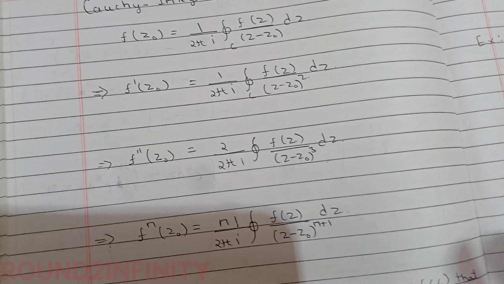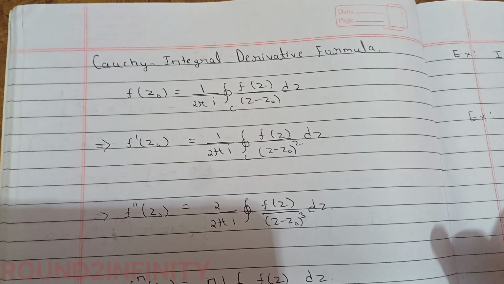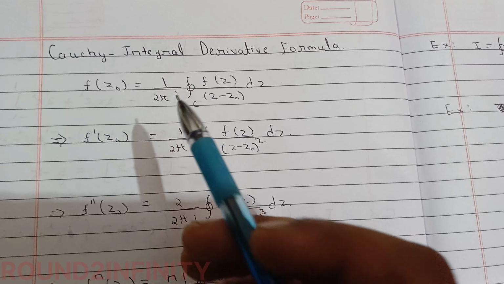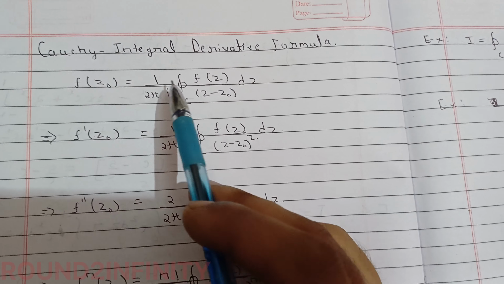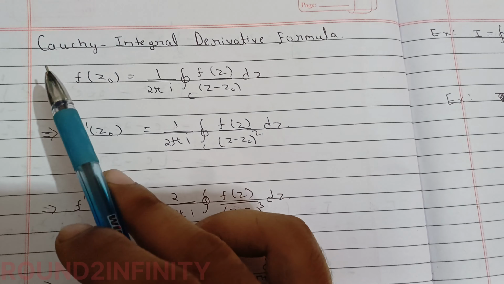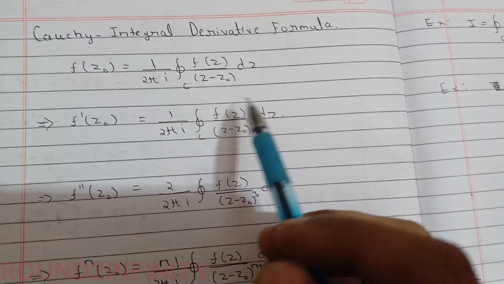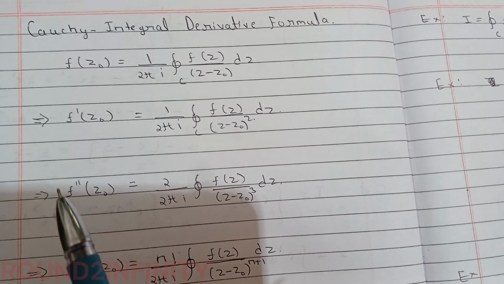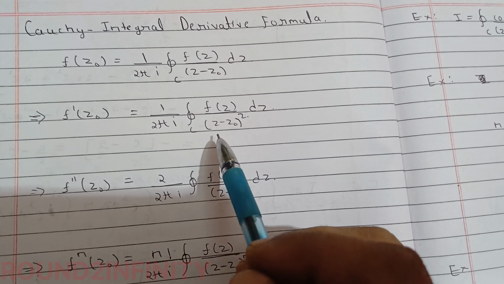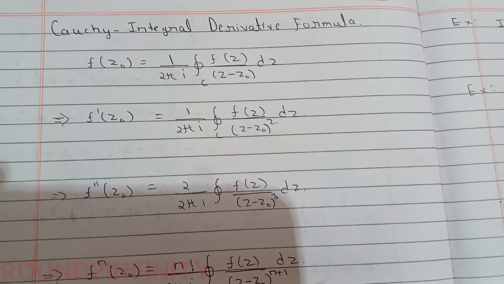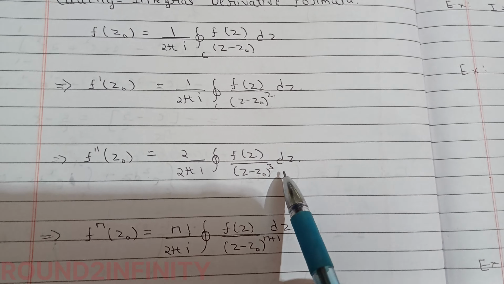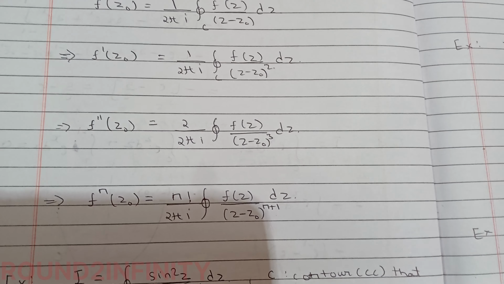Now today what we will study is a new thing, that is the Cauchy integral derivative formula. It tells how to find the derivative. If f(z0) is equal to 1 upon 2 pi i times the integral of f(z) divided by z minus z0 dz, remember this formula is applicable only on this kind of form. Then f dash of z0 will be given by 1 upon 2 pi i times the integral of f(z) divided by (z minus z0) squared dz. If it is the first derivative it will be square, if it is the second derivative it will be cube, and if it is the nth derivative it will be n plus 1.